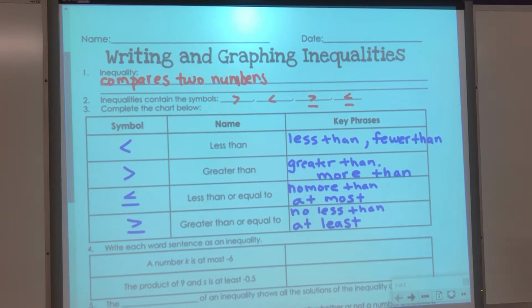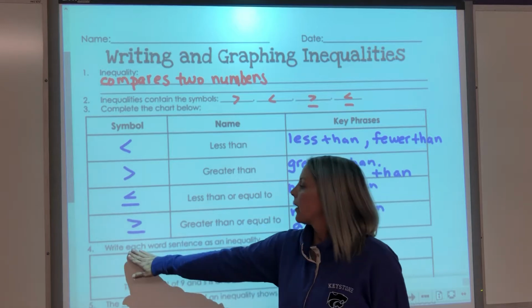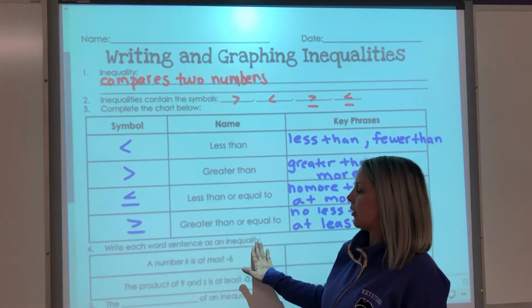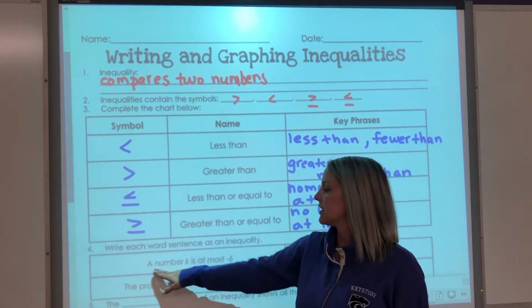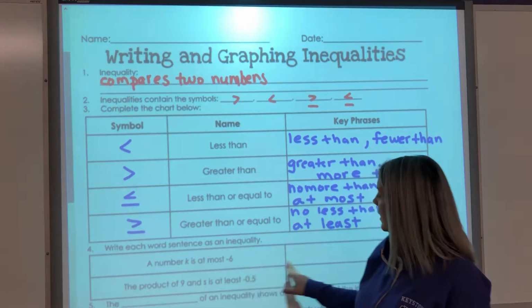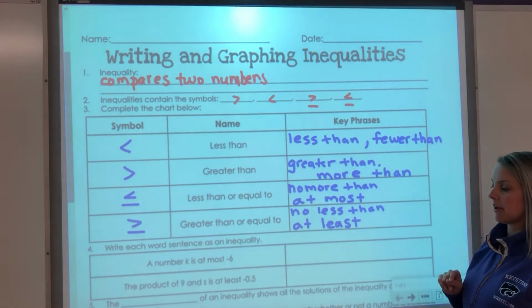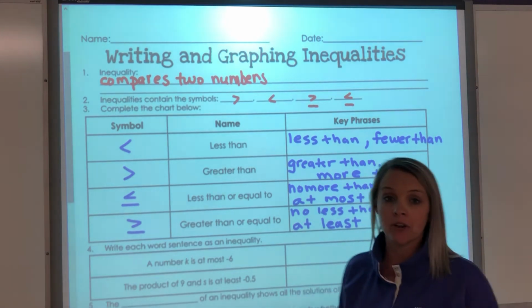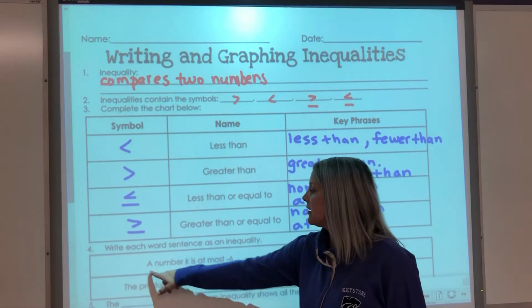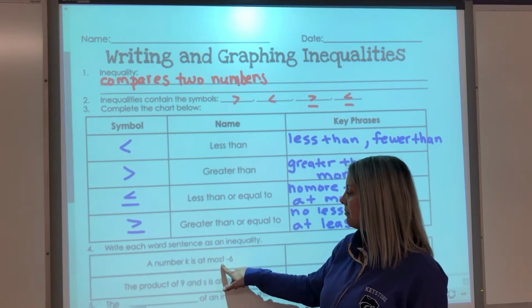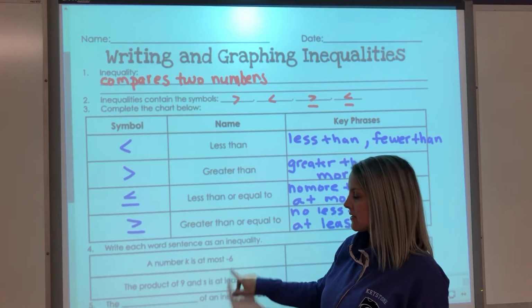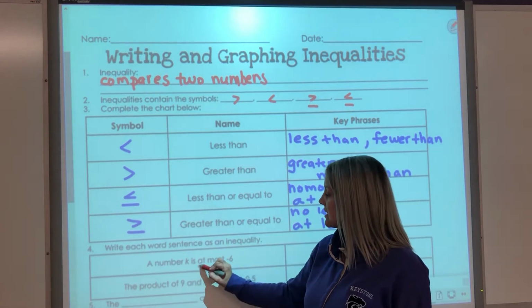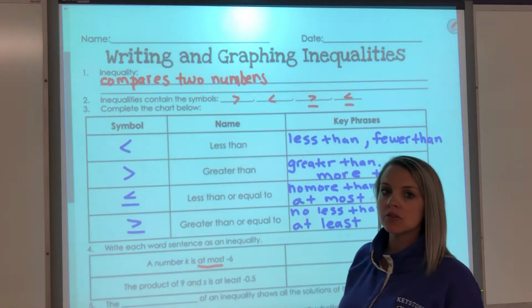So now we're going to practice. Write each word sentence as an inequality. So we're going to convert this word sentence into an inequality statement. So we're going to use a variable to help compare the number. A number k is at most -6. So the key word that we see here is at most.